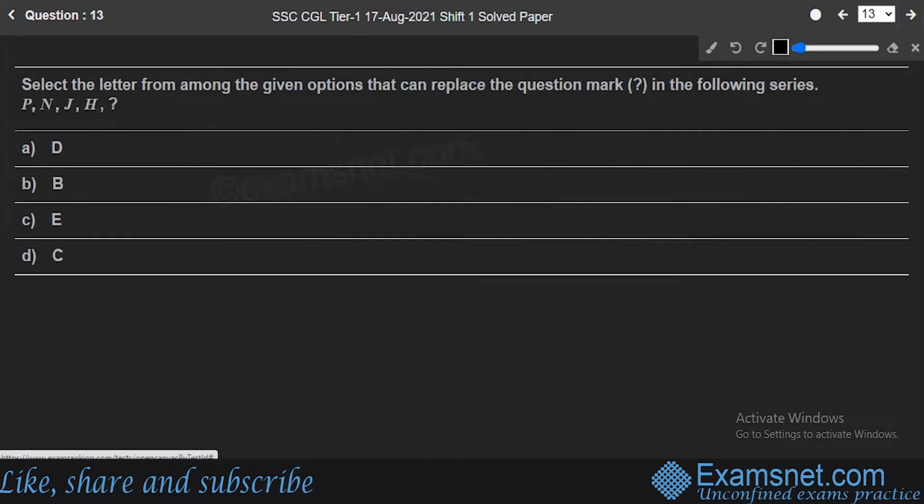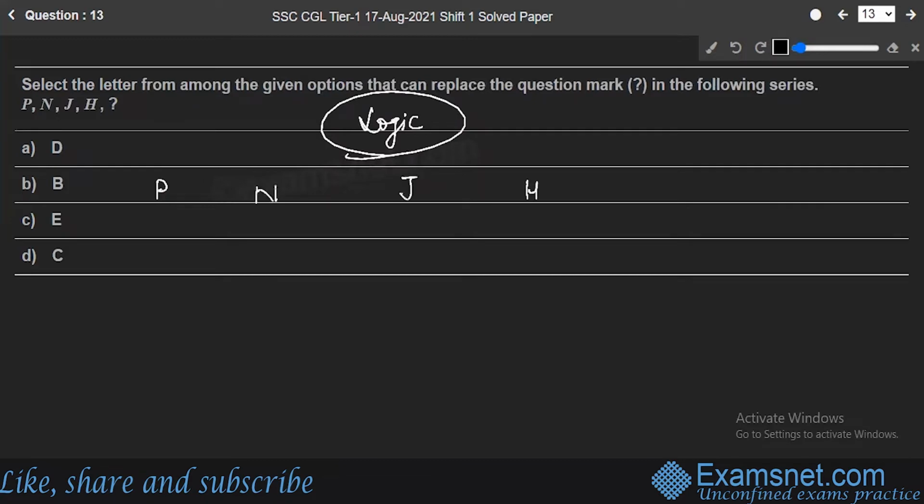Then let's move to the next question, number 13. Select the letter from among the given options that can replace the question mark. PNJH question mark. See, again, you have to go with the logic. If you can find out the logic, you will be done. So let's write PNJH, and then you have to find out what will come in the place of the question mark. P is at 16, N is at 14, J is at 10, and H is at 8.